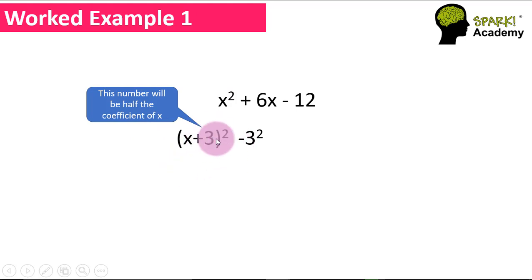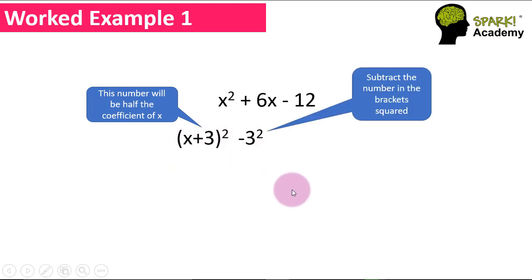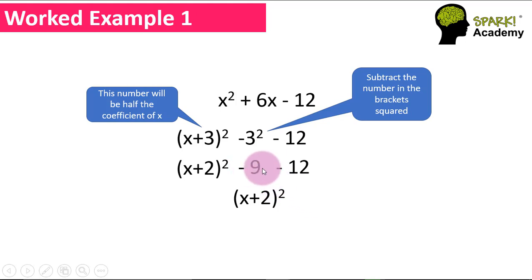So we do minus 3 squared. Okay, so we just subtract the number in the bracket squared. Then this number at the end, you just write it as it is. Okay, so then we're just going to work it out. So 3 squared is 9, and then just write the minus 12 next to it. So minus 9 minus 12 gives me minus 21. So this is in what we call completed square form.